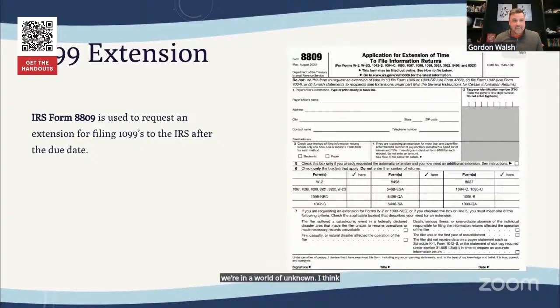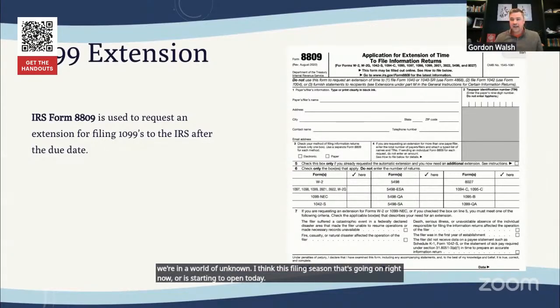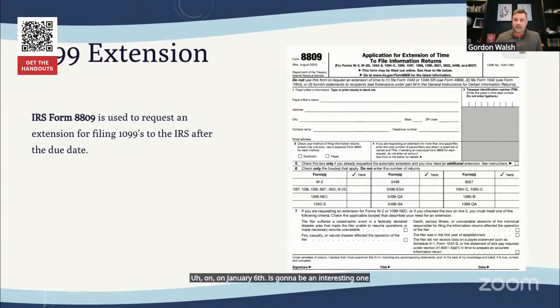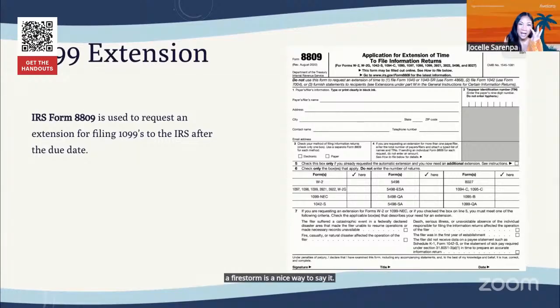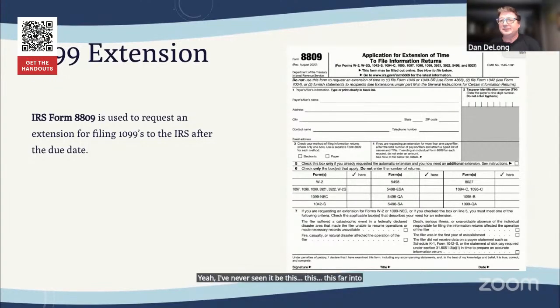I think this filing season that is starting to open today, January 6th, is going to be an interesting one with the changes to the thresholds and things that are coming. But I also think next year, with the move to IRIS, the new W-9, and the 1098 changes, there are so many different things coming that it could be a firestorm, is a nice way to say it. Yeah, I've never seen it be this far into the filing season where things are being changed like this.